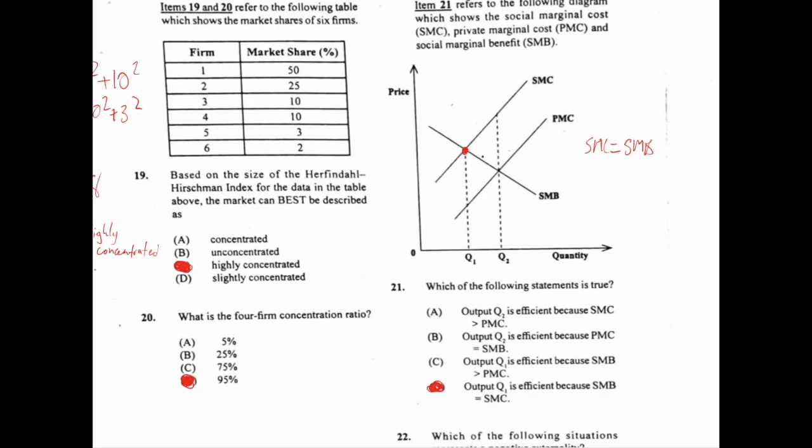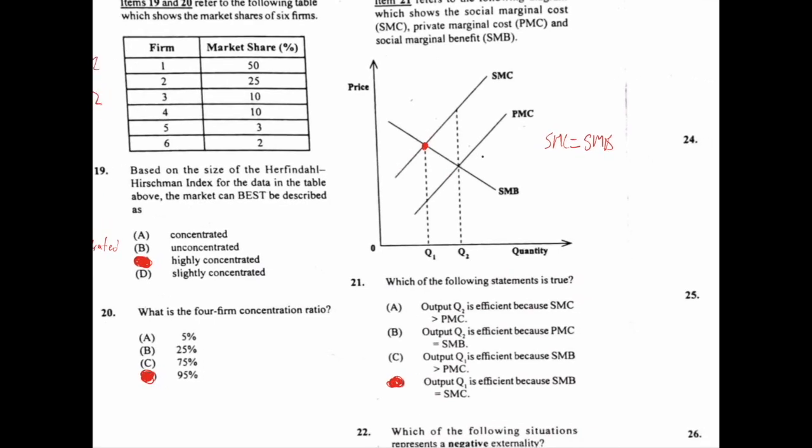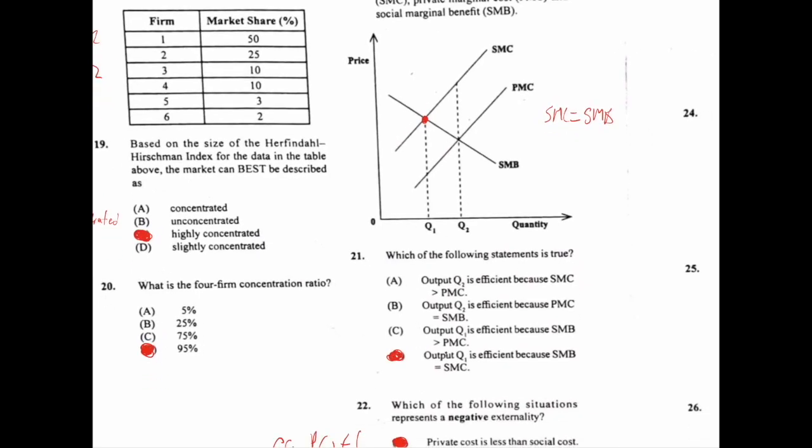Which of the following statements is true? That would be D. Output Q is efficient because that's where social marginal benefit is equal to social marginal cost. This is true because this is the point where society wants their output. This is what they actually want, and there would be no welfare loss there.